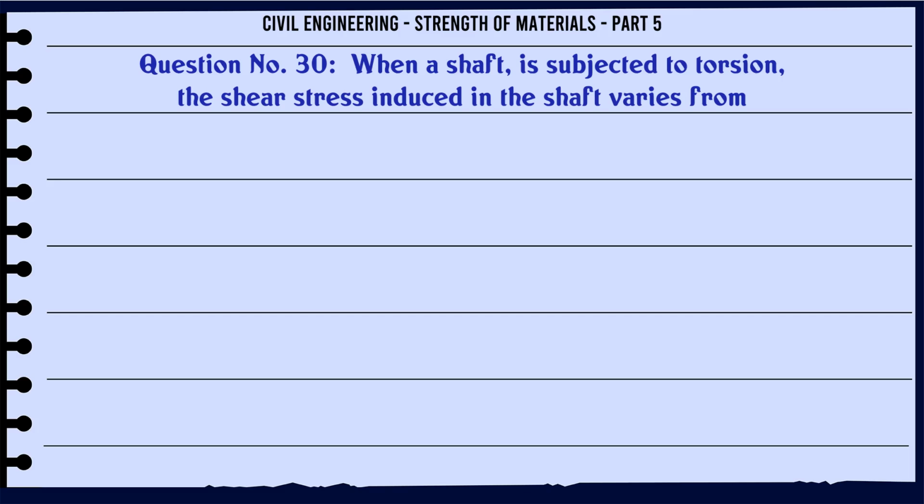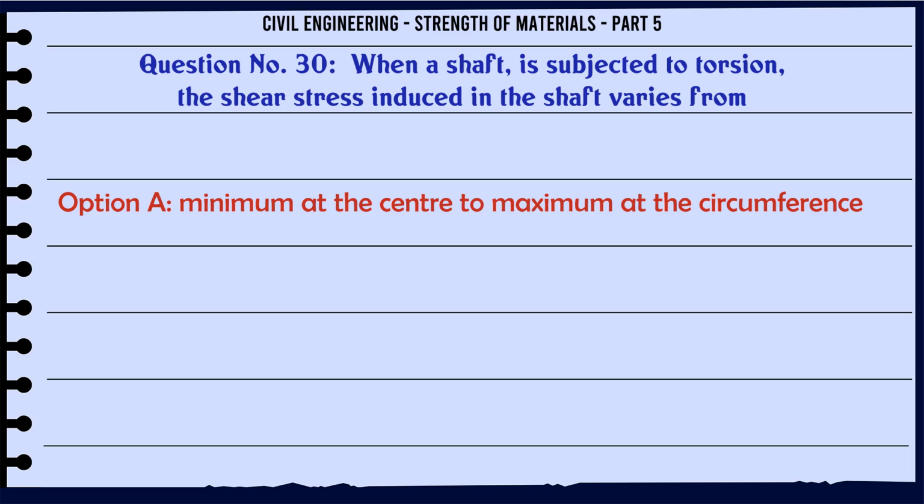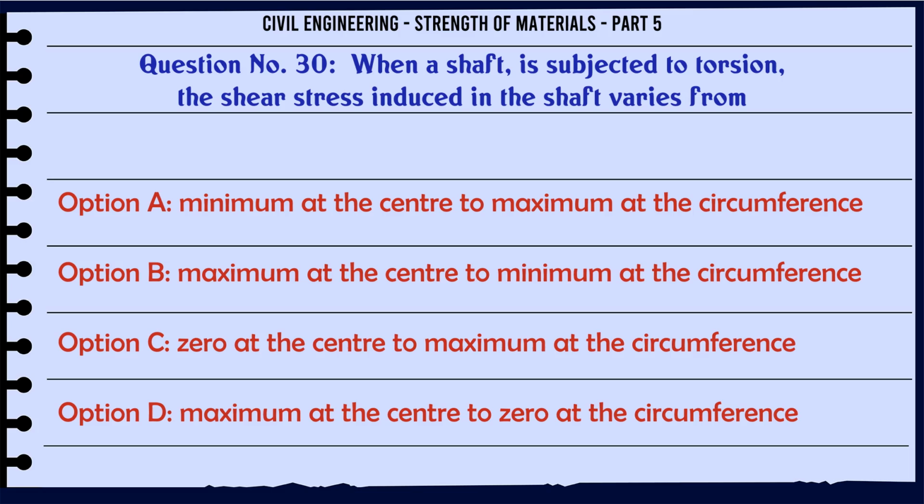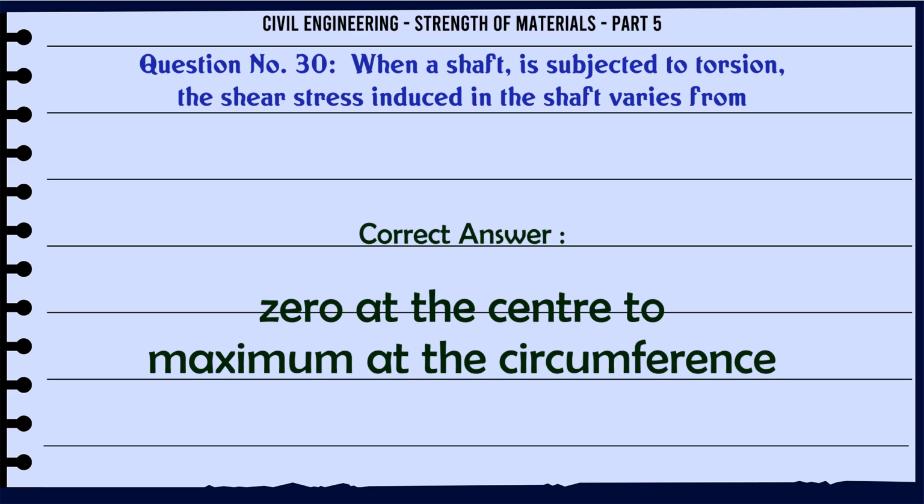When a shaft is subjected to torsion, the shear stress induced in the shaft varies from A. minimum at the center to maximum at the circumference, B. maximum at the center to minimum at the circumference, C. 0 at the center to maximum at the circumference, D. maximum at the center to 0 at the circumference. The correct answer is 0 at the center to maximum at the circumference.